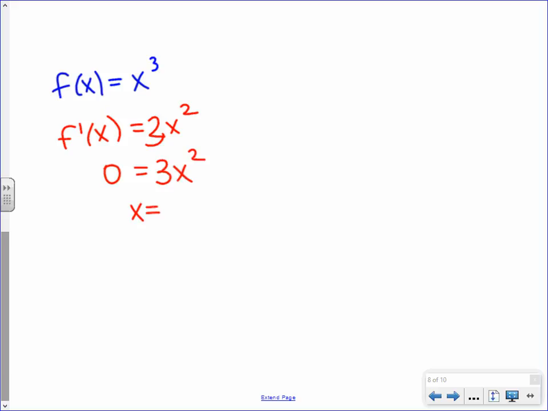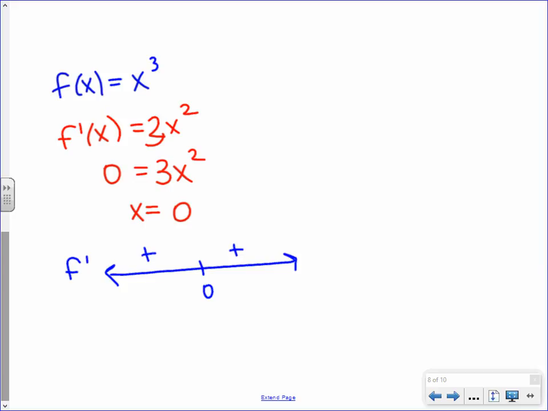0. If we make a number line with our critical number, if we plug in a number over here, what's our derivative? Negative 1 squared is positive. If we plug in a number over here, it's going to be positive. We don't necessarily switch from negative to positive and vice versa. Most of the time, yeah, you'll see that, but not always.